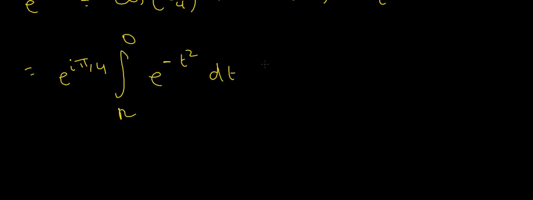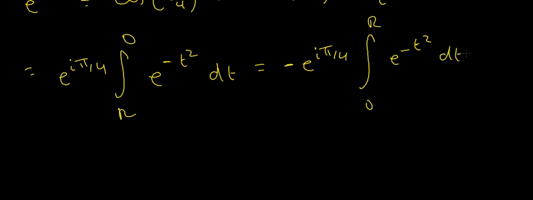dt. And what happens to this integral as r goes to infinity? Well, first of all, I want to swap the limits of integration around. So if I swap the limits of integration and multiply everything by minus 1, that preserves the value of the integral. So that's the same as minus e to the i pi over 4 times the integral from 0 to r of e to the minus t squared dt.